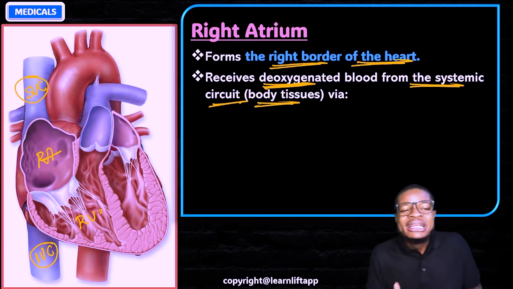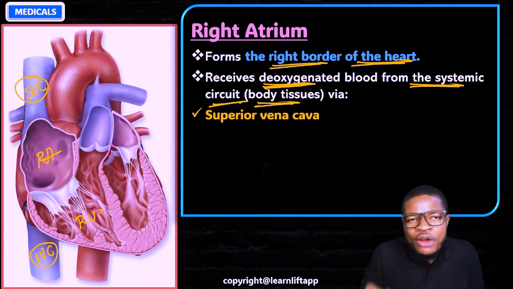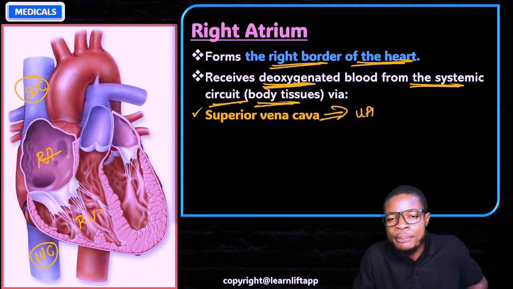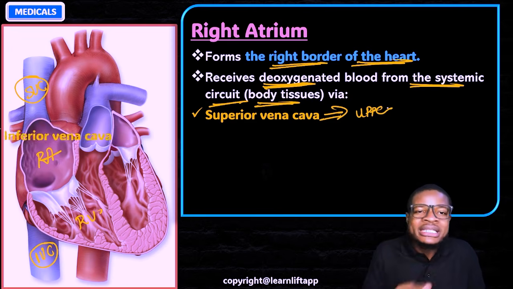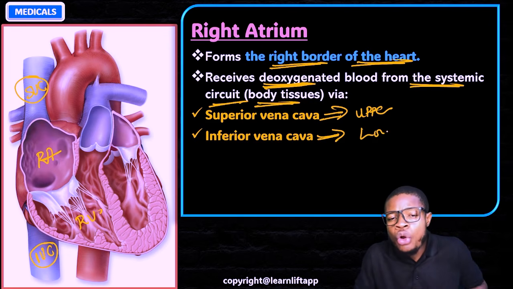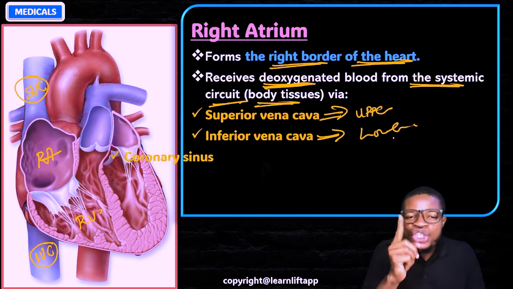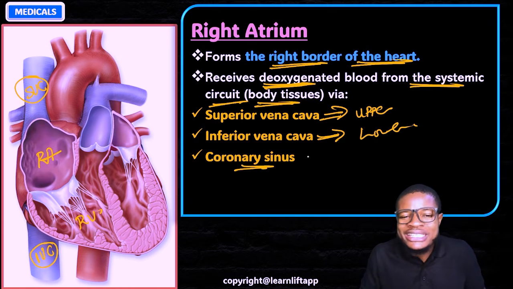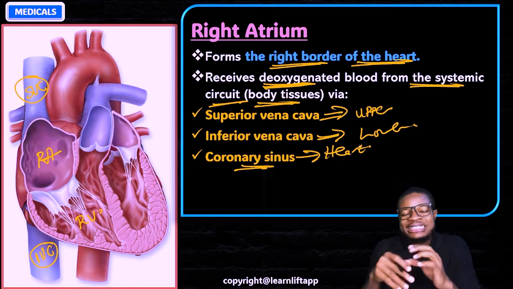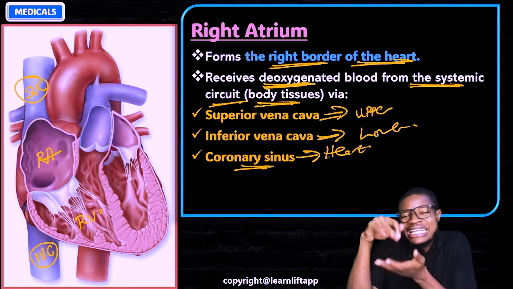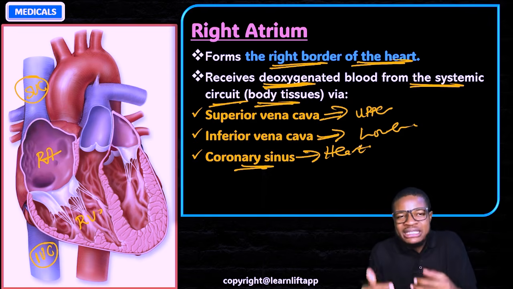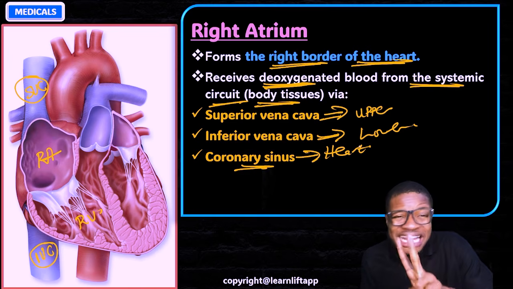And how do they receive it? From the superior vena cava, which carries deoxygenated blood from the upper part of the body. The second is the inferior vena cava, which carries deoxygenated blood from the lower part of the body. And the third one is your coronary sinus, which carries deoxygenated blood from the heart itself. The heart is supplying every part of the body, but what drains deoxygenated blood from the heart itself? If you come to the coronary sinus, just catch this.